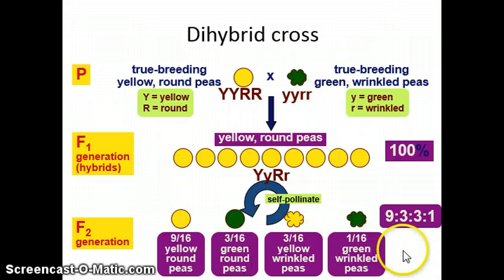And the ratio in the case of this type of dihybrid cross is typically and traditionally 9:3:3:1. So we end up with 9 showing the dominant yellow round peas. We have 3 out of the 16 showing green round peas, 3 showing yellow wrinkled peas, and only 1 showing the parental green wrinkled peas.